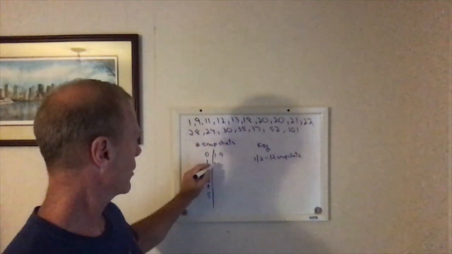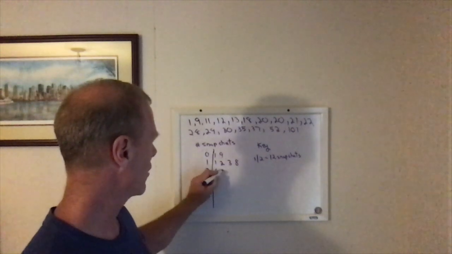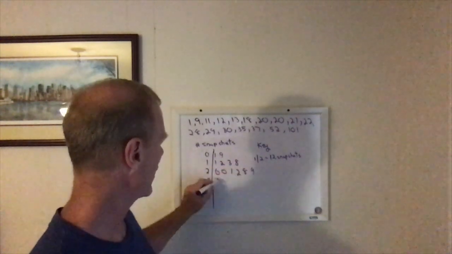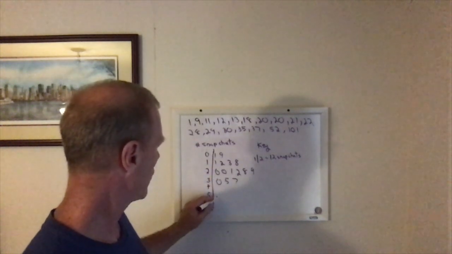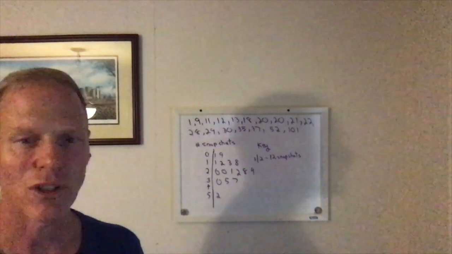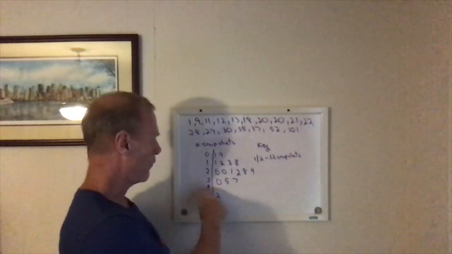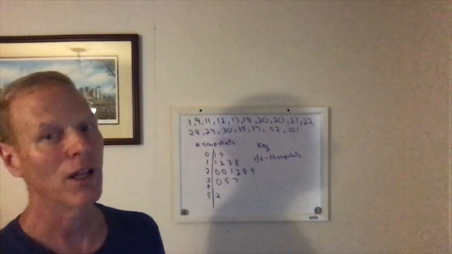So the next one is 1, 2, 3, 8. This one is 0, 0. You write both zeros. 1, 2, 8, 9, 0, 5, 7. No, and then a 2. So what I want to show you is if there are gaps, you want to show them. Okay, so there were no 40s. I don't put 5 underneath there. I go 4, 5 and show it.